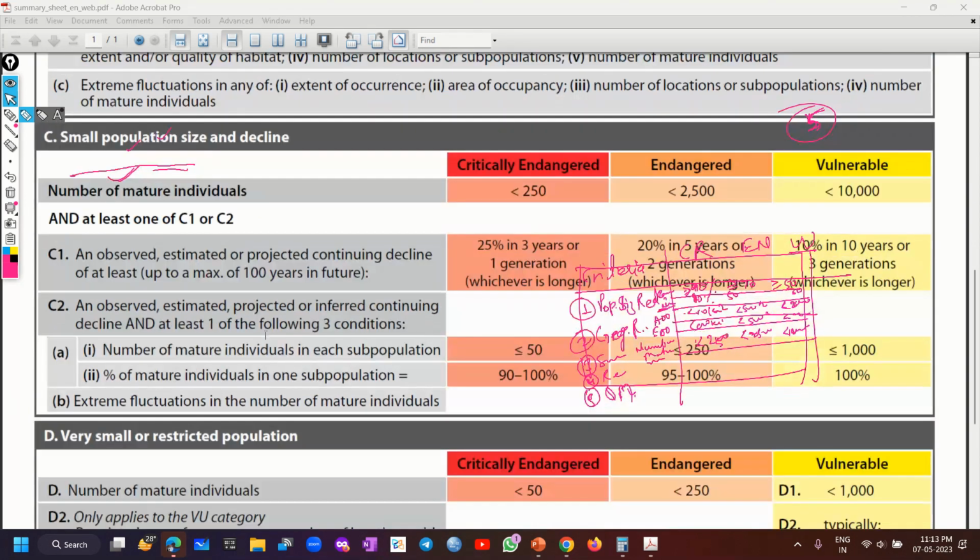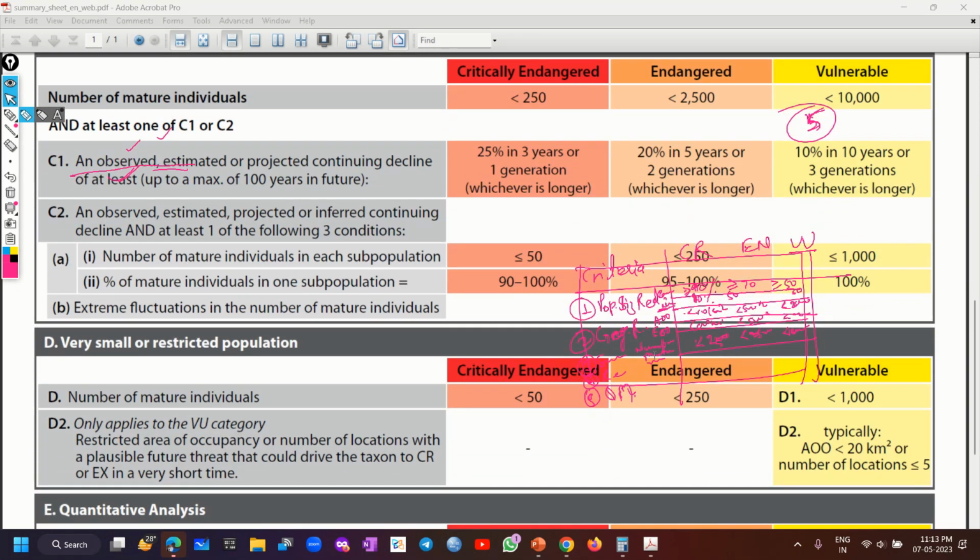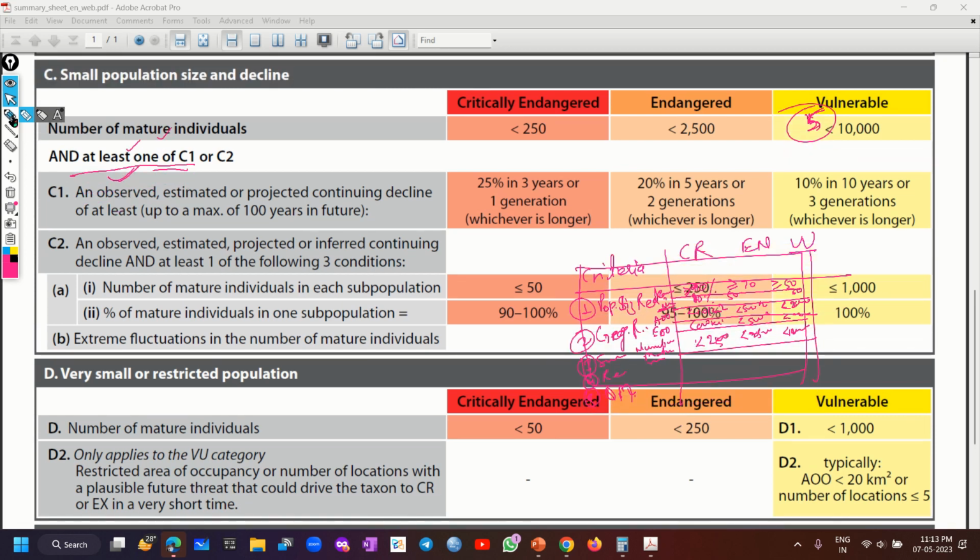Similarly, in D, very small or restricted population, write the number of mature individuals: less than 50, less than 250, and less than 1000. One more thing here: in the vulnerable category, it could drive to CR or EX in a very short time.